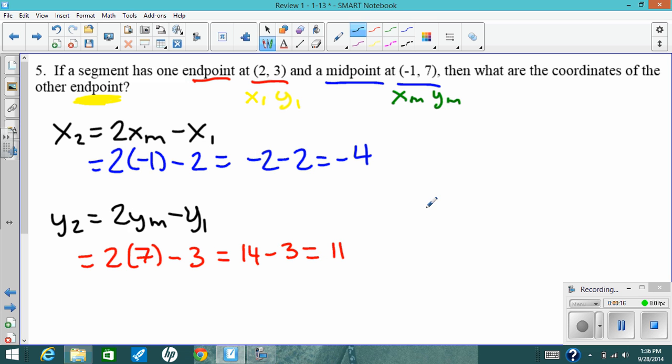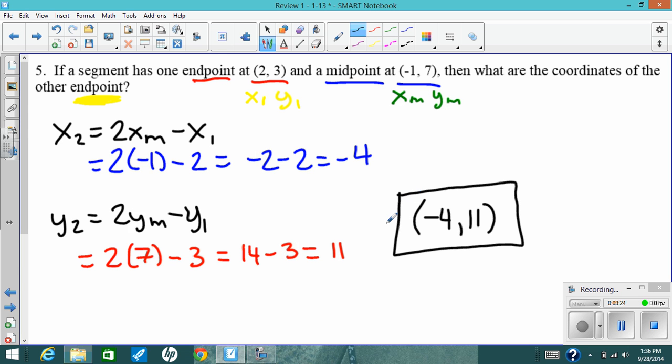And we are not finished until we put those two things together in coordinate form. There's the coordinates for the other endpoint of that segment.